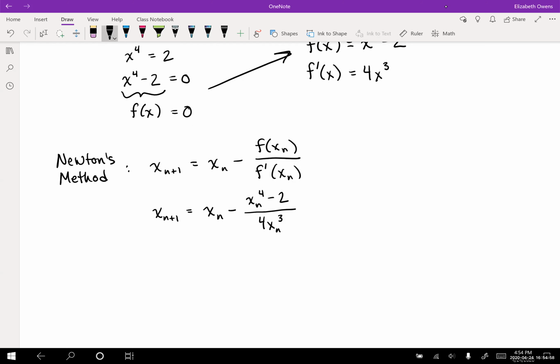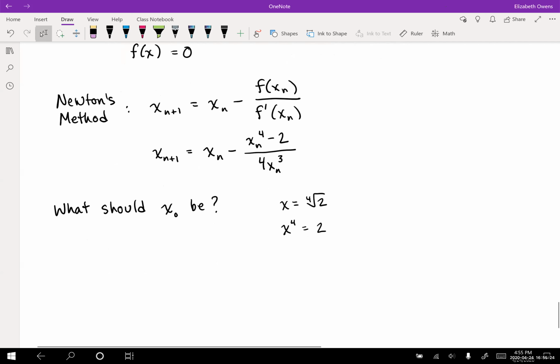So what should our starting value be? What should x naught be? Let's think about some values here. We want x to equal the fourth root of 2, which means we want x to the fourth to equal 2. So let's think about some x values here. Like x equals 1 would be less than the fourth root of 2.